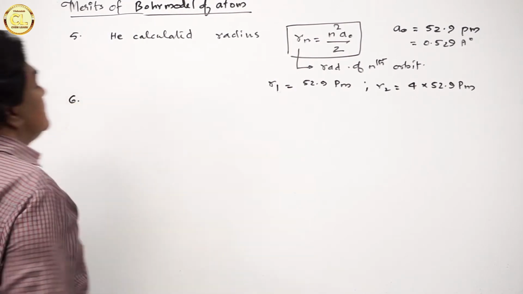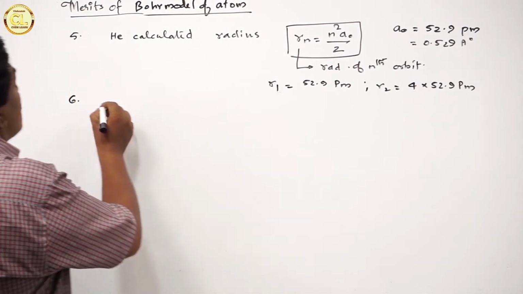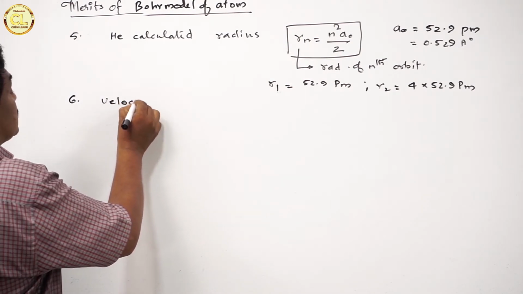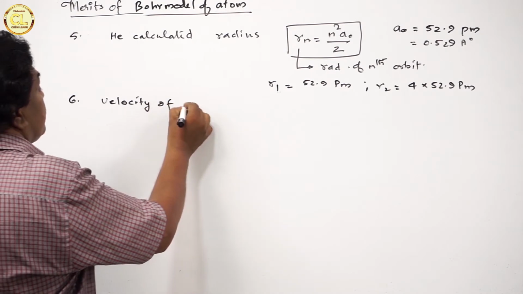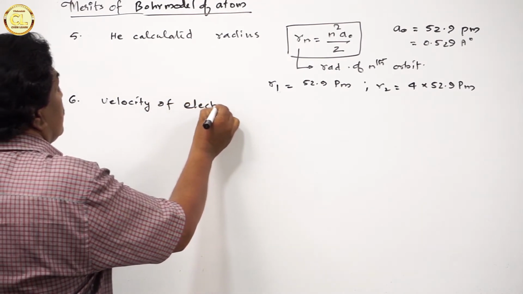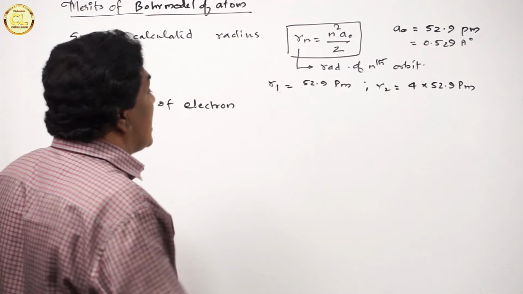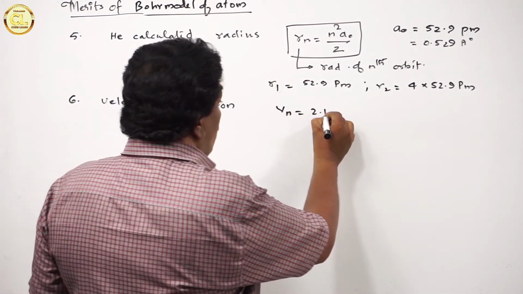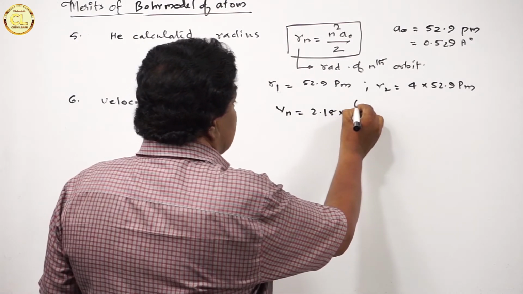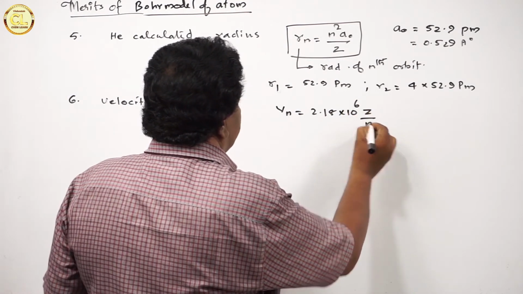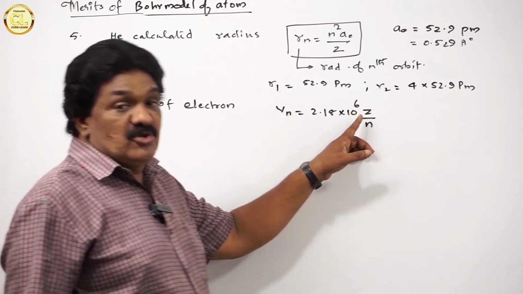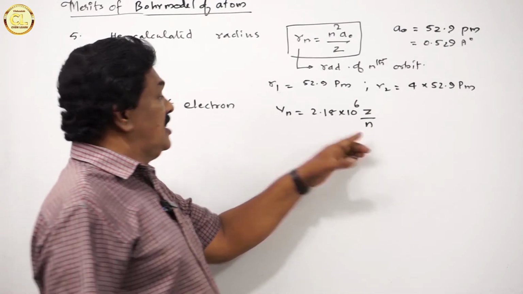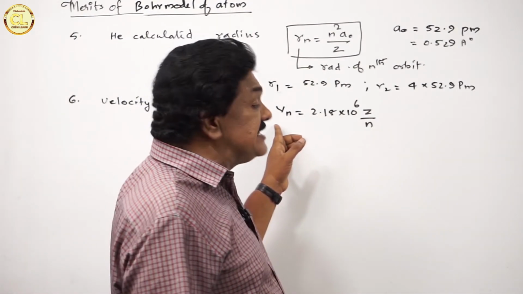Sixth point is that he could calculate the velocity of electron. It is calculated using the formula Vn is equal to 2.18 into 10 raised to 6 Z by N, where Z is the atomic number and N is the number of orbit in which the electron is present. Vn is the velocity of the nth level.